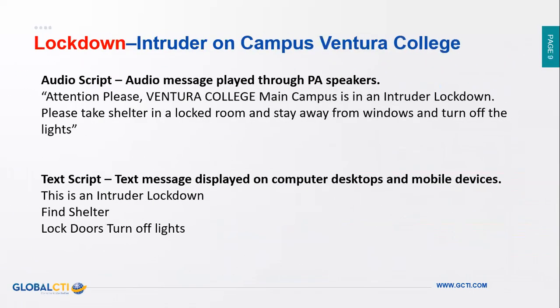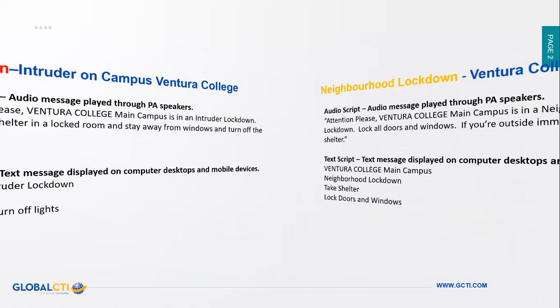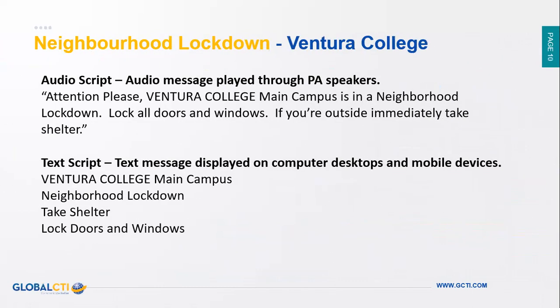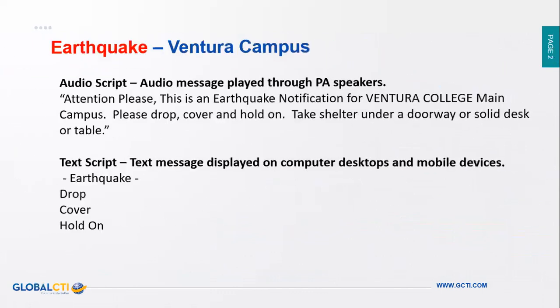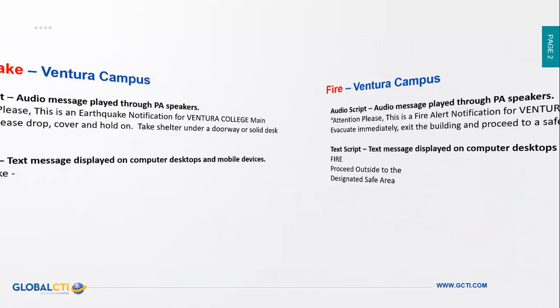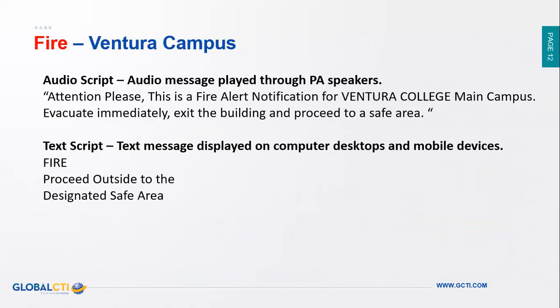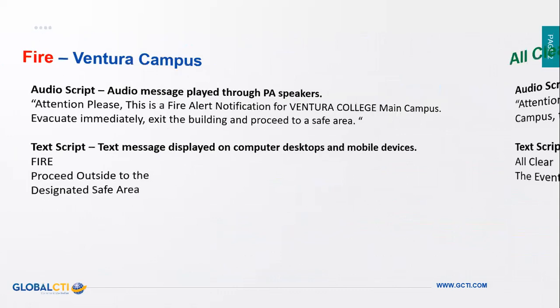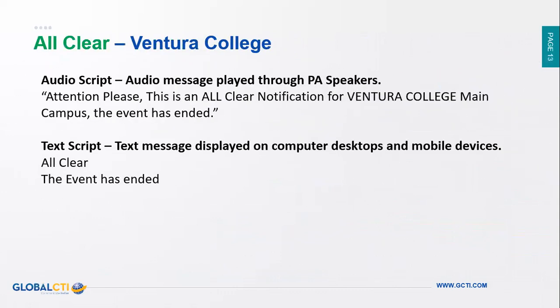There's one for lockdown, just says stay away from windows, turn off lights. There's a neighborhood lockdown. This is going to be less urgent. Something's going on in the neighborhood and we're just doing a preventative or kind of proactive alert for the campus to let you know something's going on in the immediate area and that you should stay inside. If there's an earthquake, they'll remind you to take shelter, get under a sturdy desk. Fire, you're going to exit to your safe areas. And then there's an all clear. The all clear will have a green beacon on it or a blue beacon, something to illuminate that it's clear, not red or urgent.